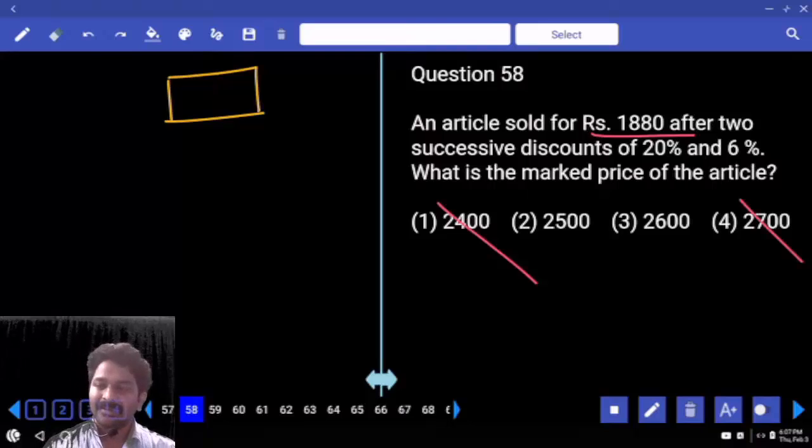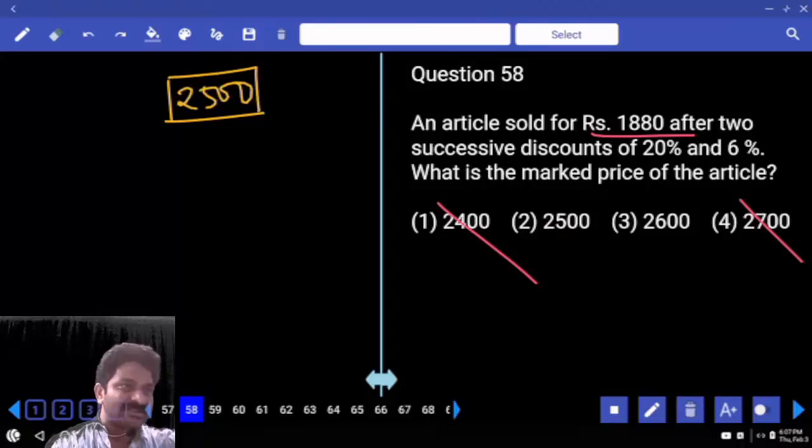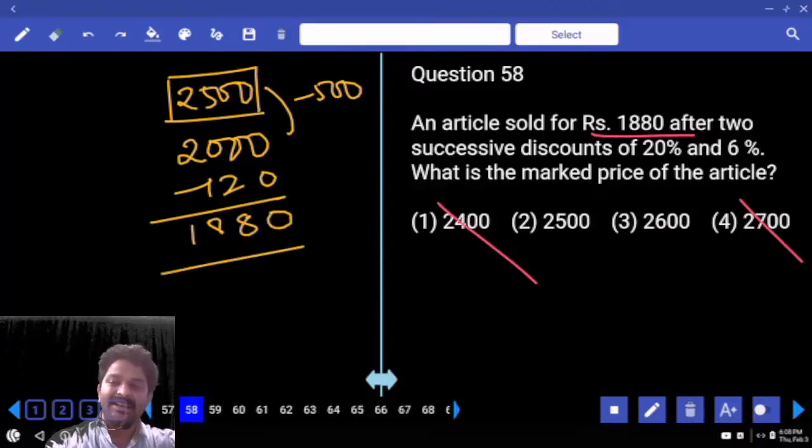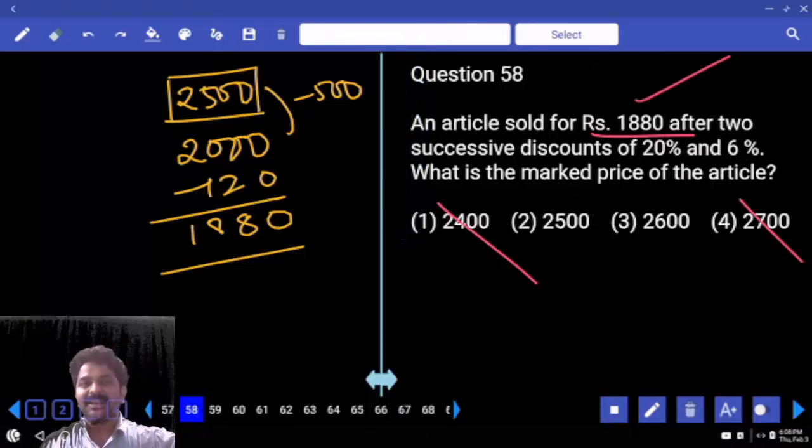Now, out of these two, the easy number to calculate is 2500. So I'll pick this. First, a 20% discount is given, 500 subtracted. Next number 2000. Second discount 6%. 6% is equal to 120. If you subtract 120, it is 1880, which is given in the question. Second option is our final answer. If not, I will directly go for the third option as the final answer.